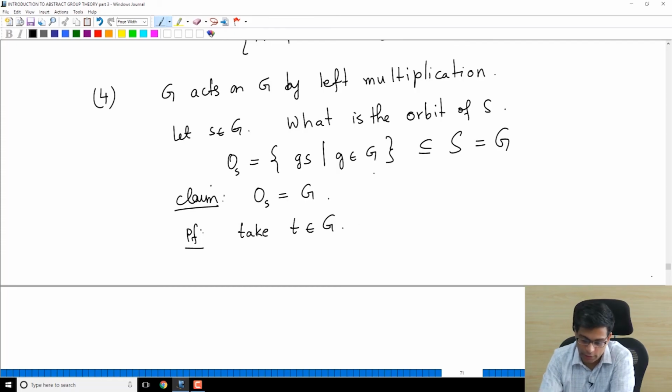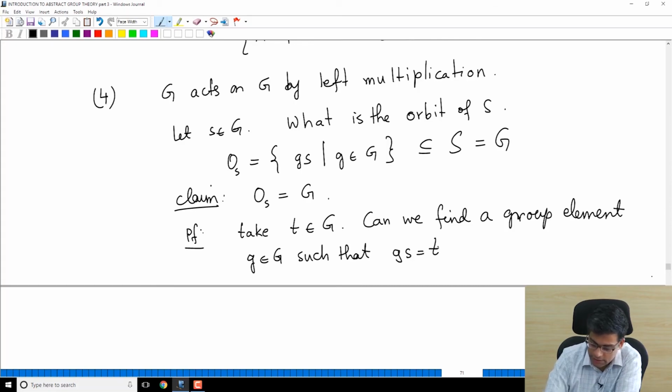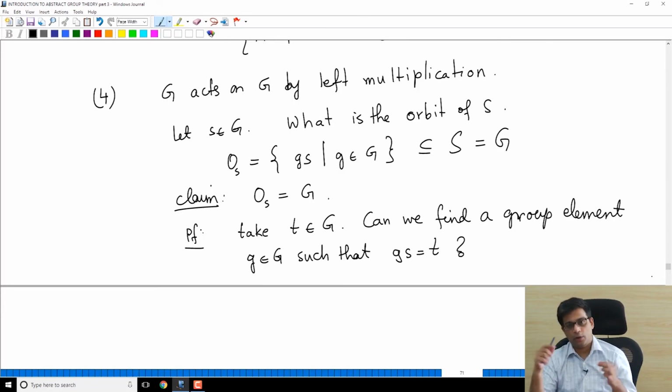Okay, let T be any element of G. Can we find a group element G such that GS is T? Again, let me remind you, the orbit is the subset of capital S through which small s travels under the action of G. So S is fixed. Whenever we talk about orbit, the small s, which is an element of capital S, is fixed, and you are applying all group elements to it, and what you get is the orbit.